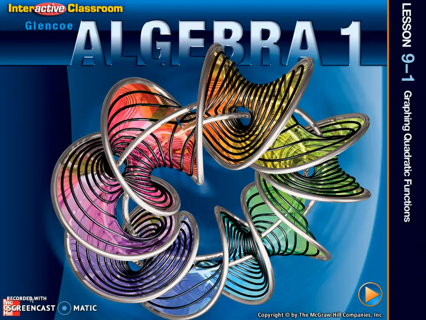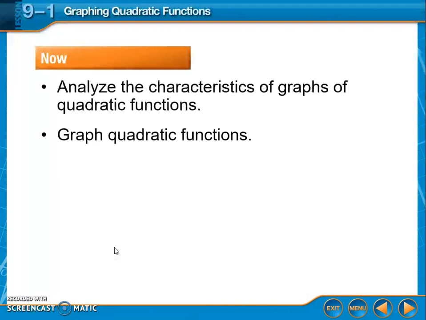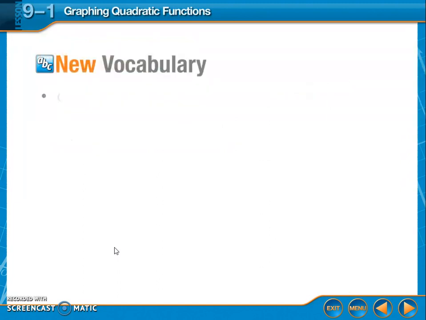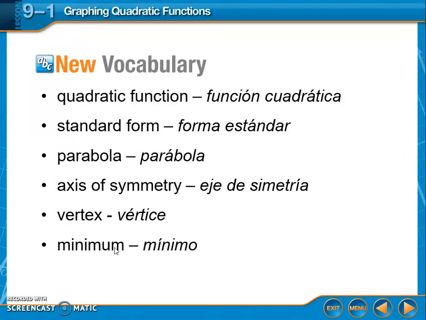Lesson 9.1, Graphing Quadratic Functions. In this video, you will learn to analyze the characteristics of graphs of quadratic functions and graph quadratic functions. Your vocabulary for this chapter is here. If you need more time to copy them down, you can pause.